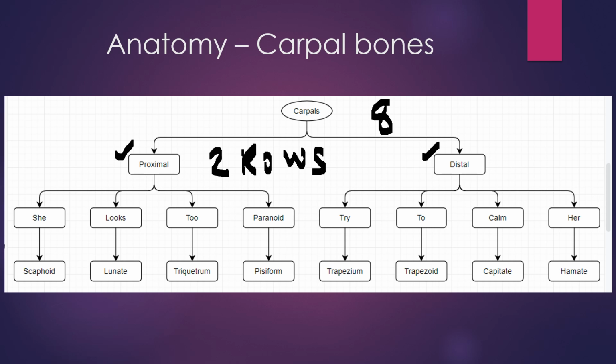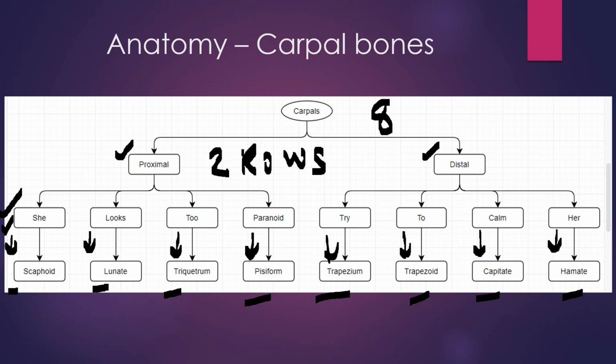Each row consists of 4 bones. They are scaphoid, lunate, triquetrum, pisiform, trapezium, trapezoid, capitate and hamate. To remember this, there is a good mnemonic: She looks too paranoid, try to catch her. S for she is for scaphoid, L is for lunate, T is for triquetrum, P is for pisiform, then T is for trapezium, T is for trapezoid, C is for capitate and H is for hamate.